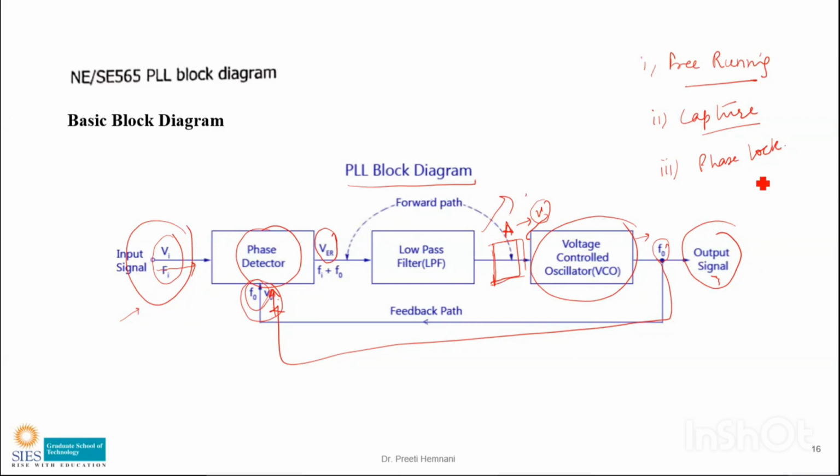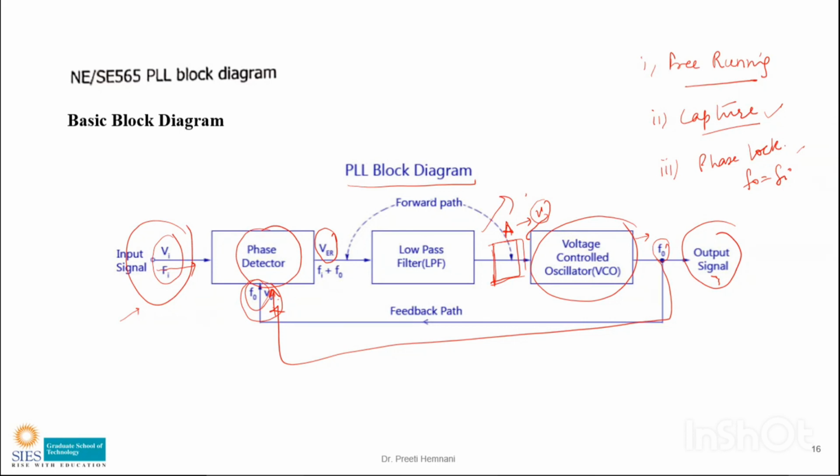This is called phase lock. There are three states. One is free running. Just when we start, it will be free running, so that the output signal and input signal are subtracted to get the error signal. And by seeing the error signal, the fs is adjusted to go closer to fi. That is called the capture range. And the phase lock is when f naught becomes fi. That is called the phase lock state.